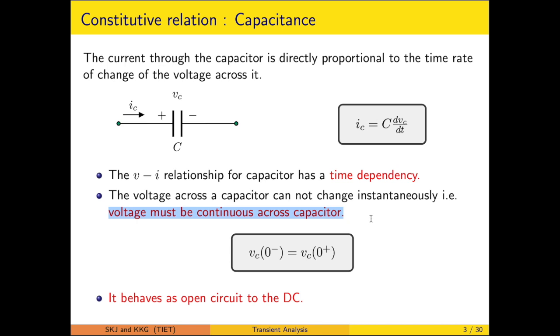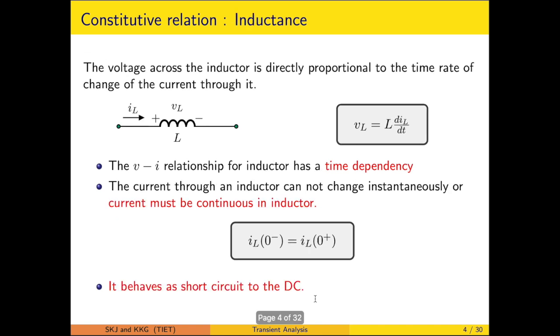This continuity of the voltage suggests Vc(0-) is equal to Vc(0+). The 0 minus and 0 plus are the situations immediately before and after the switch operation. When the DC is supplied continuously, the capacitor gets fully charged and it behaves as an open circuit.